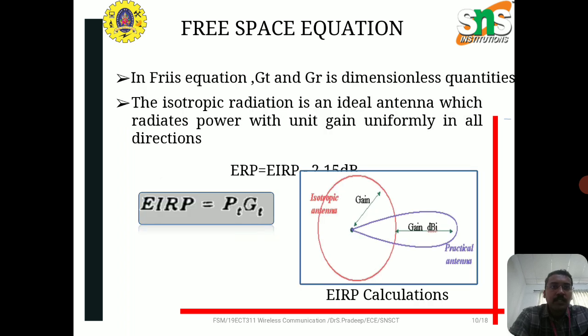In the Friis equation, Gt and Gr are dimensionless quantities. The isotropic radiator is an ideal antenna which radiates power with unit gain uniformly in all directions. The EIRP equals Pt Gt.